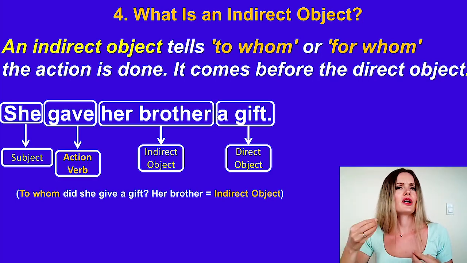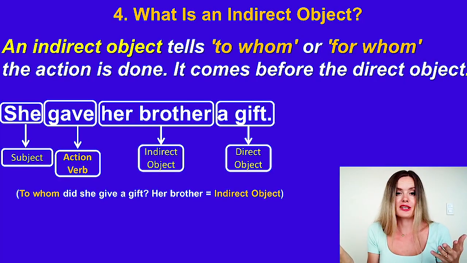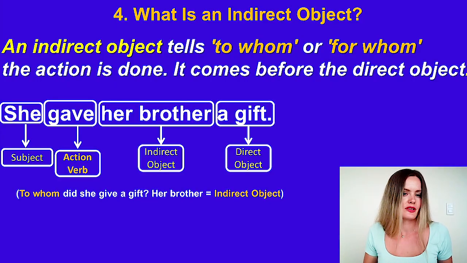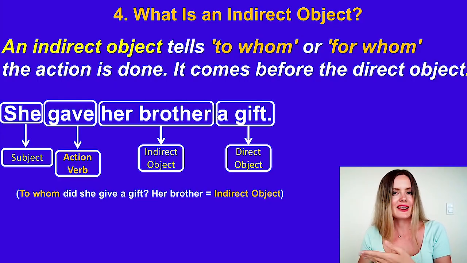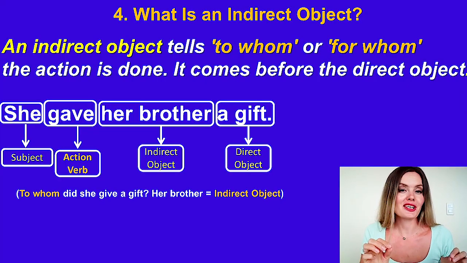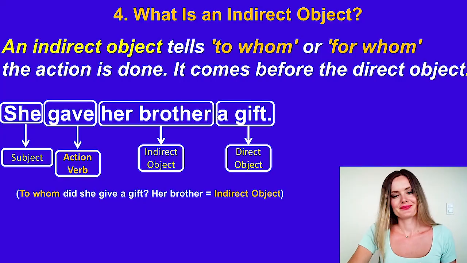One more time. What did she give? A gift. It's a direct object. And then we ask, to whom did she give a gift? Her brother is an indirect object. So now we see that an indirect object tells to whom the action is done.